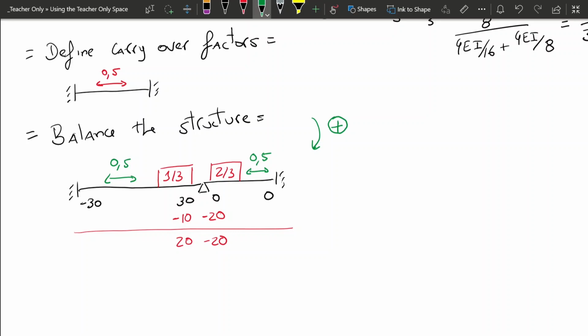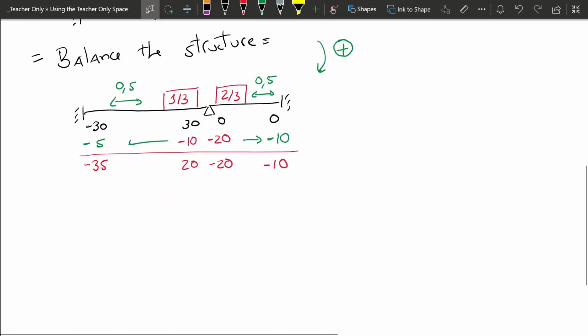The last thing missing is to transfer half to each one of the sides. So if you apply minus 20, we transfer minus 10, and here we transfer minus 5. So we can now add and get minus 35, and in this case we get minus 10. Our structure is now balanced, and we can start thinking about the bending moment diagram.